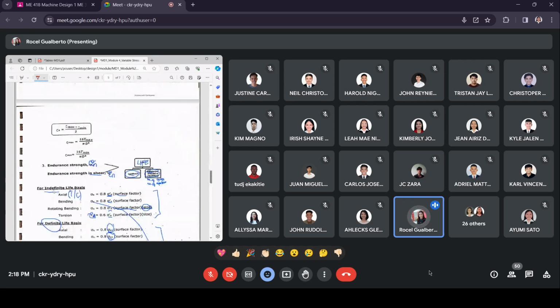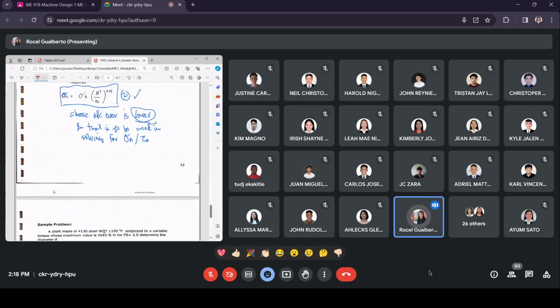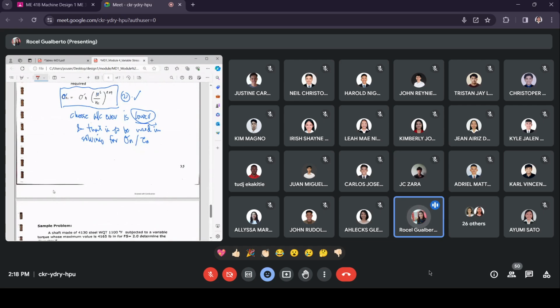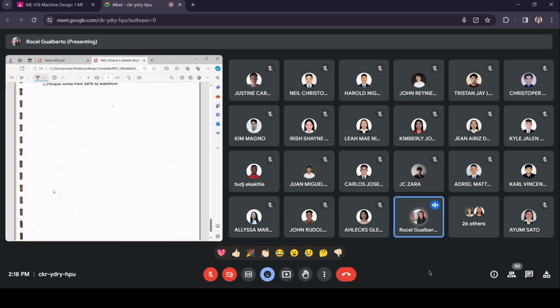Now, let us have the types of the induced stresses, or the types of the variable stresses. So, we have here the types of variable stresses.